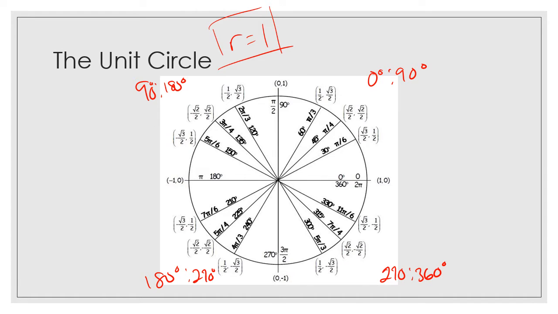And then if we're talking about it in radians, it's 0 to pi over 2 for the first quadrant. The second quadrant is pi over 2 to pi. The third quadrant is pi to 3 pi over 2. And then the fourth quadrant is 3 pi over 2 to 2 pi.